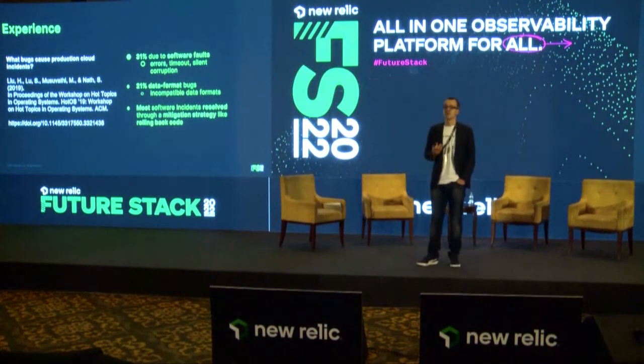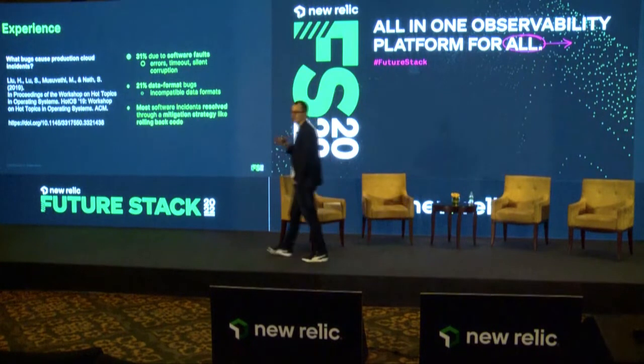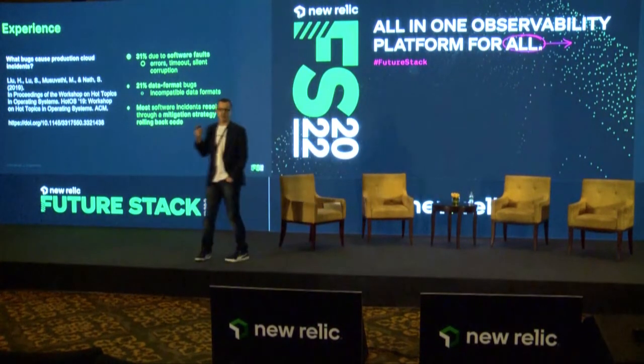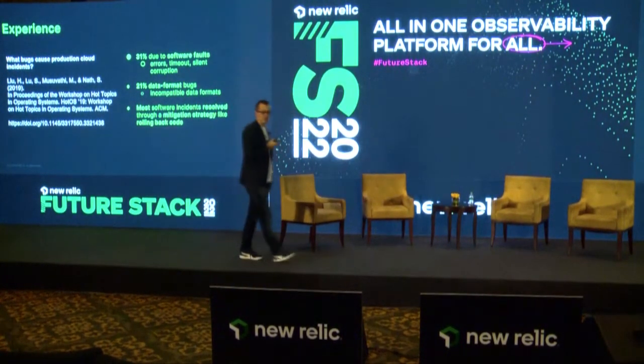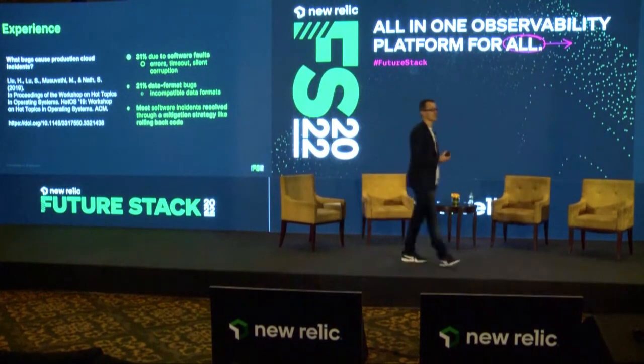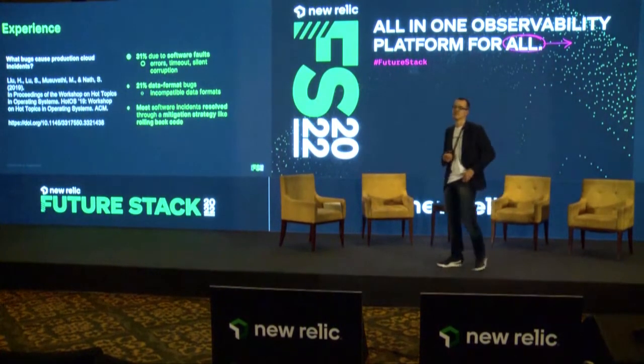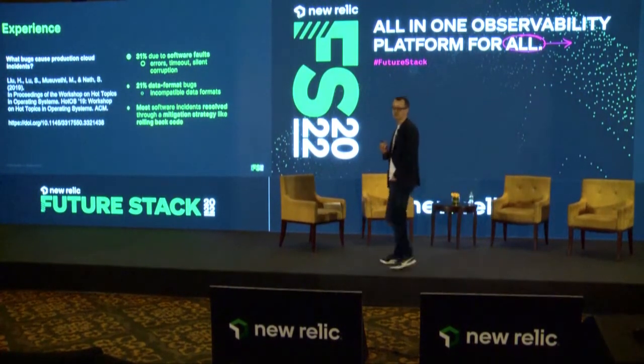Errors, right? Either throwing exceptions or not handling exceptions, timeouts, and silent corruption. And the other 21% was due to data format bugs, right? So incompatibility being introduced with new versions of software, and then two APIs can no longer talk to each other, right? Or the data models being broken.